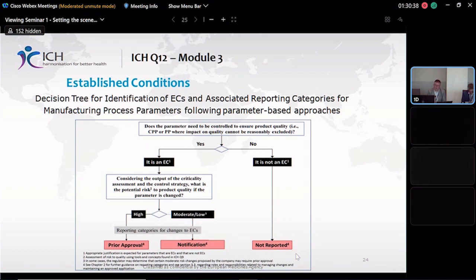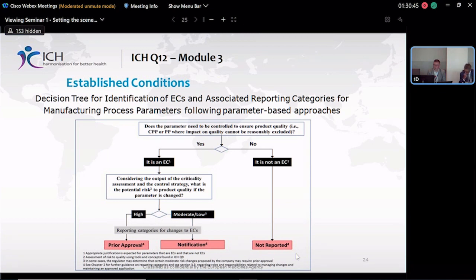On the other side, on the left-hand side of the decision tree, if you answer yes to the question, does the parameter need to be controlled to ensure product quality? Yes, then it's an established condition. So we know if the company, if the industry makes a change to this parameter, so for example, in our example with the assay limit, if the assay limit is 95 to 105, if the company wants to widen that limit or tighten that limit or change that limit in any way, it will require the submission of a variation. It's an established condition.